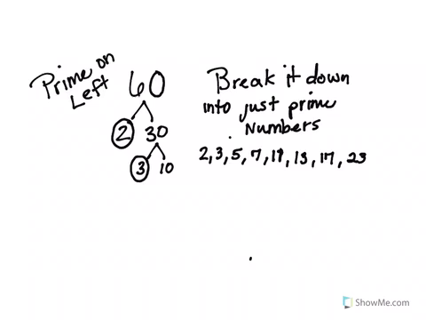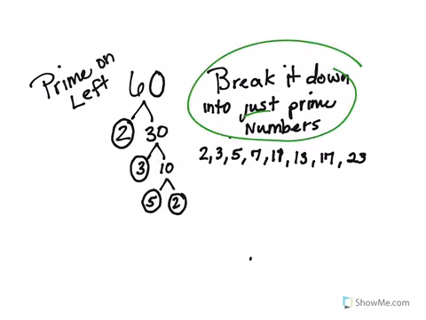Well, let's see. What can we split that up by? Let's say we split that up by 5. We know that 5 goes inside of 10. Well, how many times? 2. And look at that. We're done. We're left with only prime numbers. So guys, that's it. That's prime factorization. We broke it down into just prime numbers. So 2, 3, 5, and 2. We're done. That's it. Now we just have to list them.